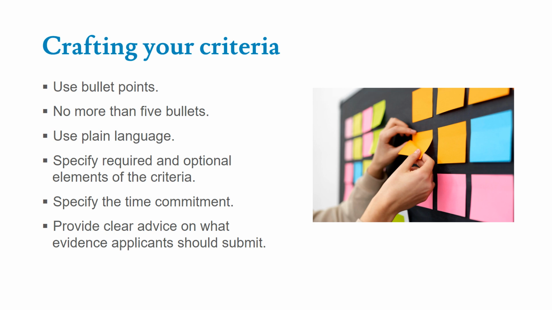And finally, spell out exactly what evidence you want them to submit. Don't make them guess. If you want a short video of them using a new technique or screenshots of their work, you need to say so directly. If you're asking questions, give advice on what someone should include or mention in their answers. Being specific about evidence helps applicants give you what you need first time round.